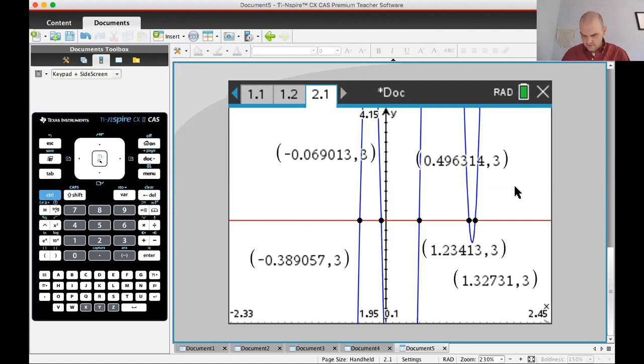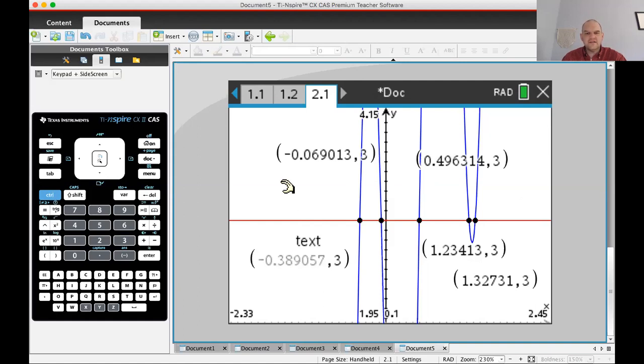There are so many of them. 1.234, then x is approximately 1.327. Okay, so I think those are all the places at which the slope is 3.